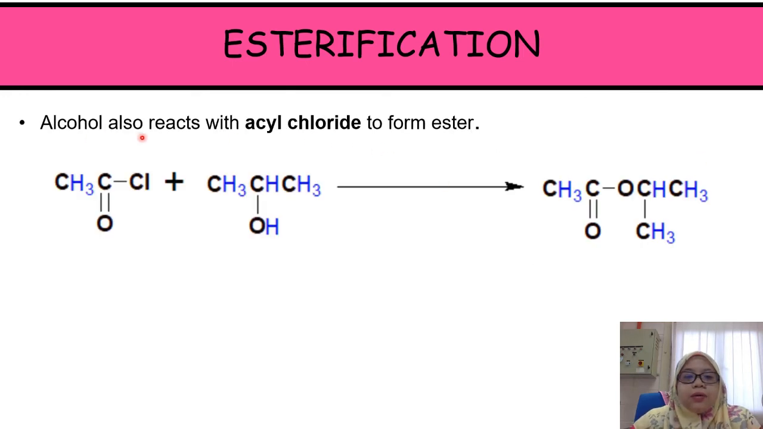So alcohol also reacts with acid chloride to form an ester. In this one, we have acid chloride reacting with alcohol, same as the carboxylic acid. In this reaction, your acid chloride will break the C-Cl bond, and the alcohol will break the OH bond. Then the carbonyl here will be bonded with this O to produce the ester, and Cl will be bonded with H from the alcohol to produce HCl.